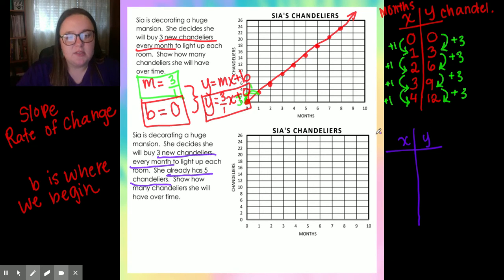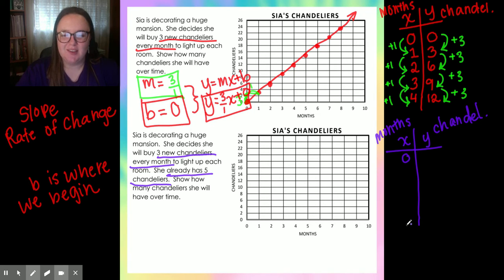I know that X's are the months, and I know that Y's are the chandeliers. Again, I'm going to shorten that, right? It's chandeliers. So let's talk about this. At 0 months, how many chandeliers does Sia have? Think about it carefully. Is she starting off at zero this time?